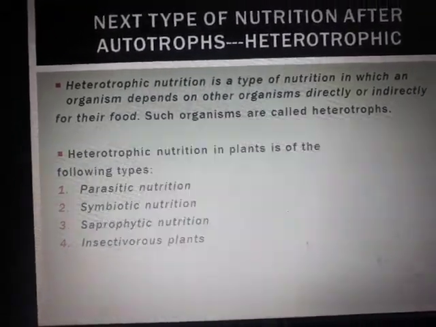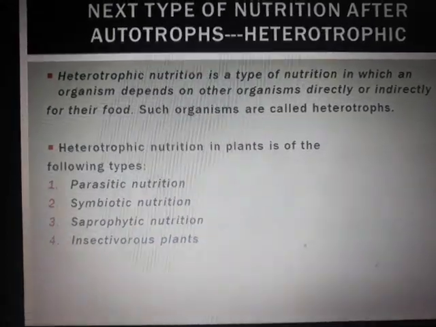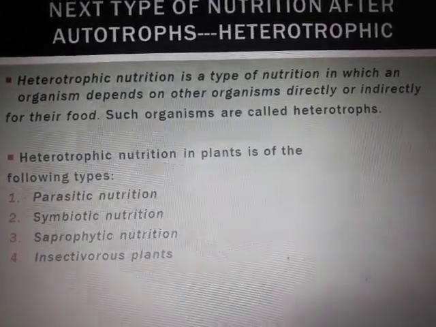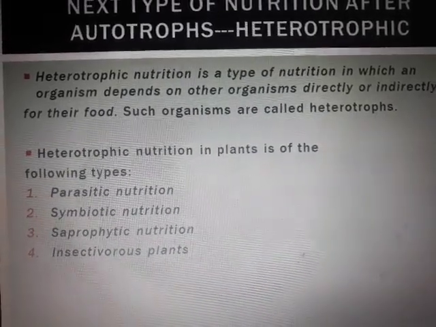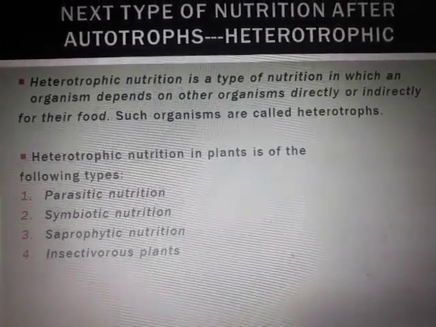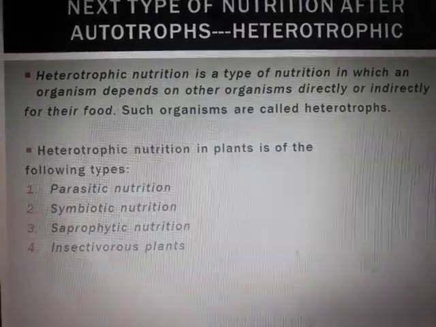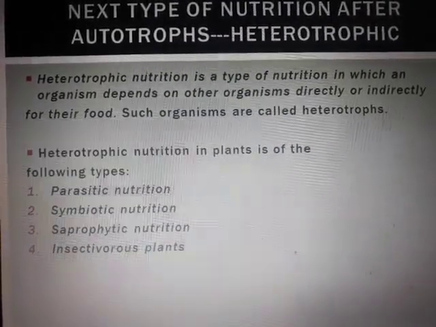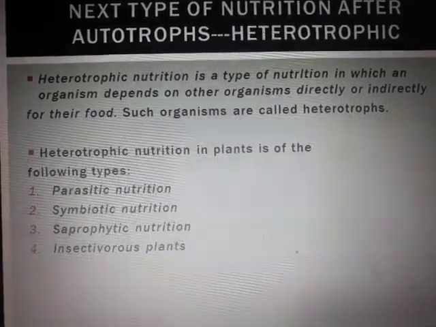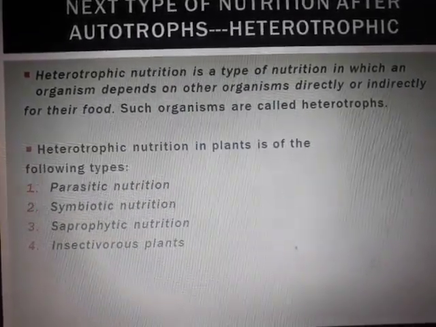Heterotrophic nutrition is a type of nutrition in which an organism depends on other organisms directly or indirectly for their food. Such organisms are called heterotrophs. So, the organisms which are not able to prepare their own food and depend directly or indirectly on the plants for food are called heterotrophs.